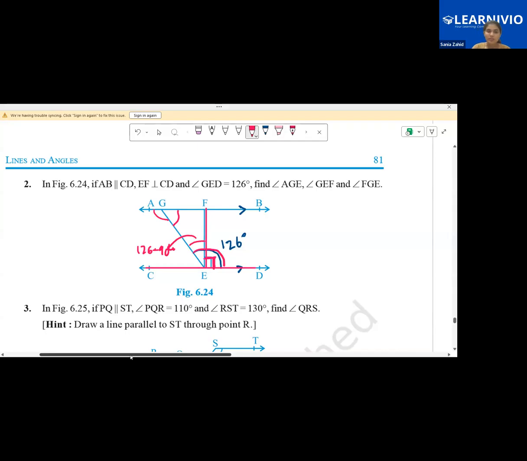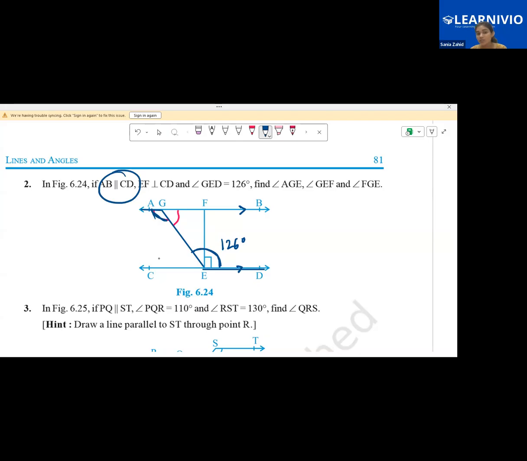Now, children, I have this angle, and this angle was 126. Can you see that you have a Z over here? So this angle should be equal to this angle, because it's given that they are parallel lines. Parallel lines, transversal on opposite sides. What kind of angles are they? Alternate interior angles. So angle AGE is also supposed to be 126 degrees.